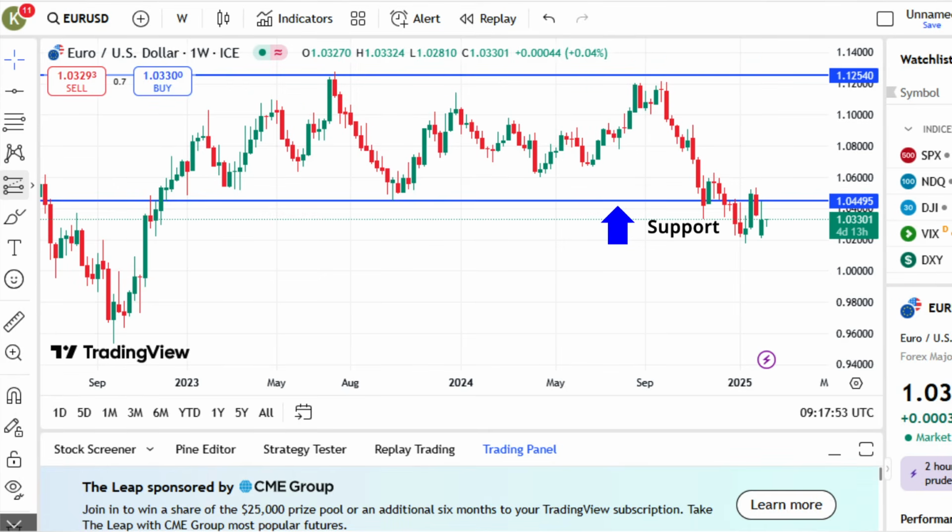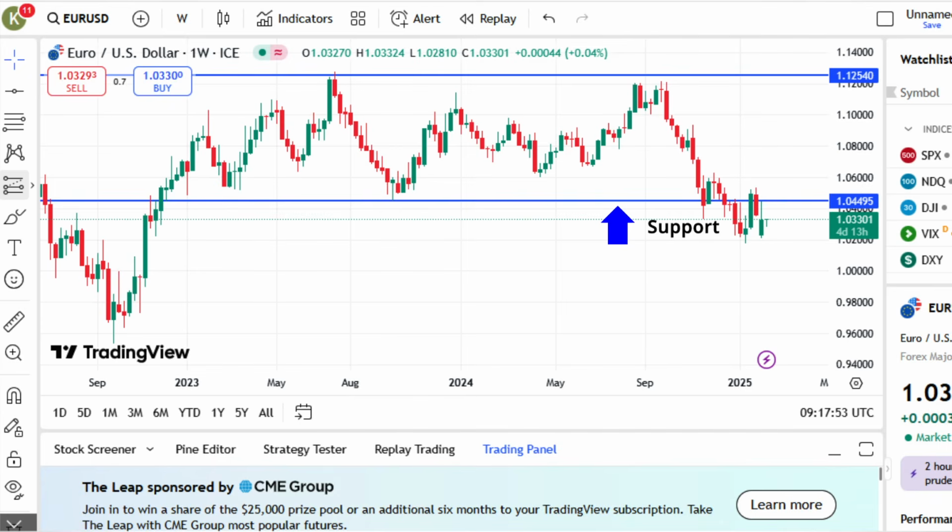Support can also be called the floor for buyers. Now look at the support line. Observe how each time price drops to this point, it bounces back up, meaning that buyers enter strongly at this level. Now this makes this level a strong support zone.